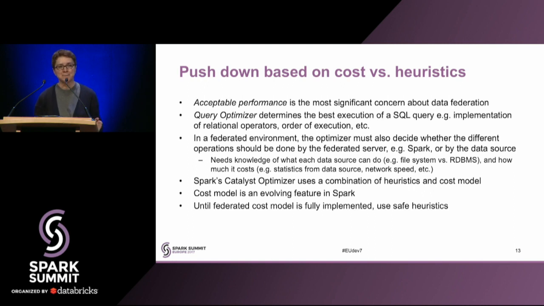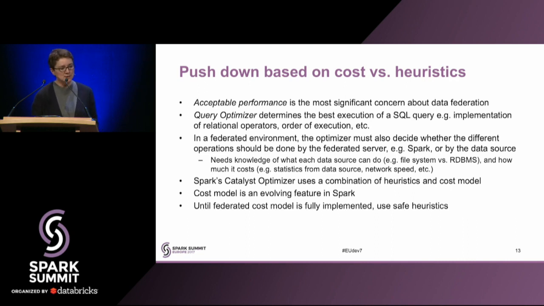For example, if the data source is a file system, it would not make sense to assume it's smart and ask it to perform complex operations. On the other hand, if the data source is a relational database, it might be a good idea to take advantage of its power if it will reduce the amount of data transferred back to Spark.